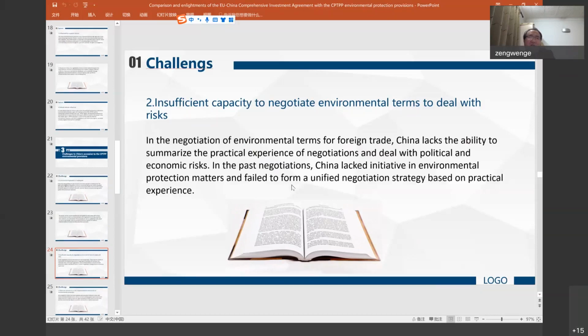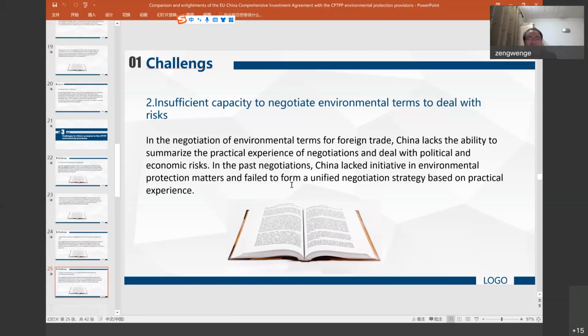In the negotiation of environment terms for foreign trade, China lacks the ability to summarize the practical experience of negotiations and deal with political and environmental economic risks. In past negotiations, China lacked initiative in environment protection matters and failed to form a negotiation strategy based on practical experience. We have little of that. For example, in the RCEP, we have no environment article in this agreement.